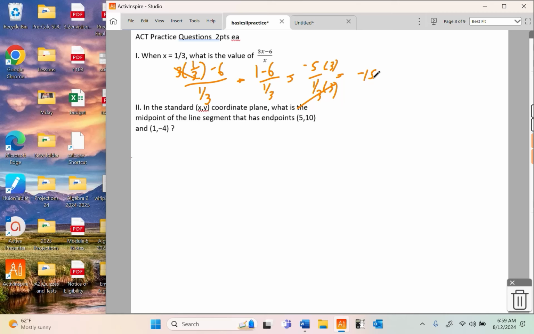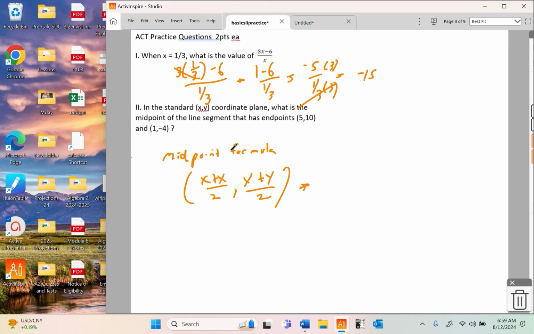Number 2, in the standard xy coordinate plane, what is the midpoint of the line segment that has endpoints 5, 10, and 1, negative 4? So all you really got to do is memorize the midpoint formula. There's almost always something on the ACT that deals with midpoint. Anyways, midpoint formula is you take your x's, you add them together, and you divide by 2. You take your y's, you add them together, and divide by 2. And it's a really easy problem.